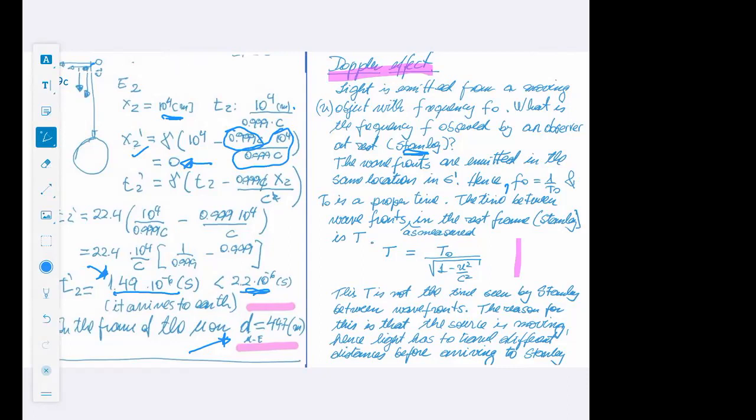So 1 over f naught is equal to t naught. t naught is a proper time, the time between wavefronts as measured in the rest frame. For Stanley it would be something like this. This is the rest frame measure, t naught, and this is the event as measured by the standing still frame. Nonetheless, we have not included the fact that the source is moving. We have to include it, because that is going to affect the distance that the light will have to travel before arriving at the observer that is at rest.